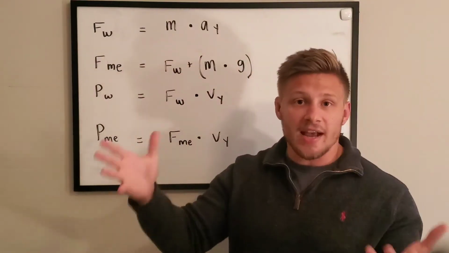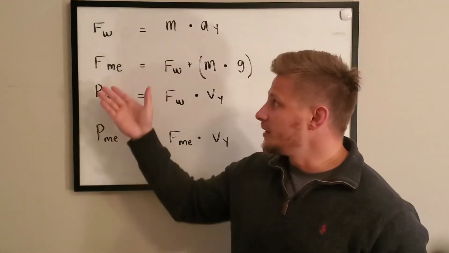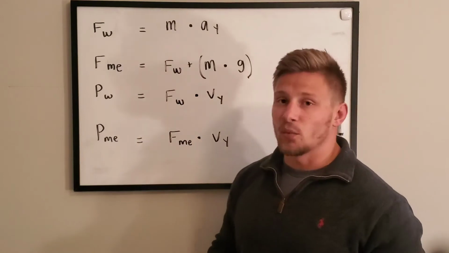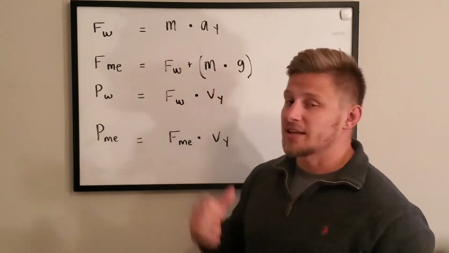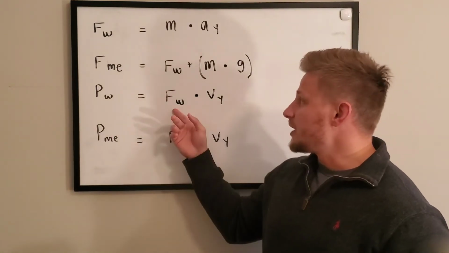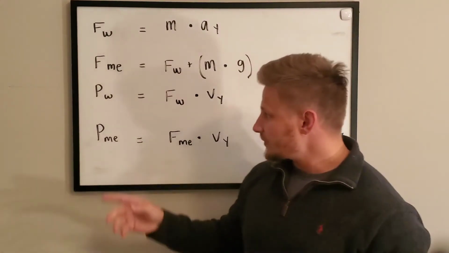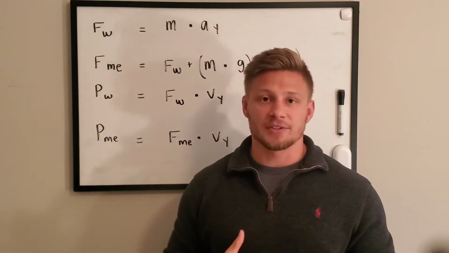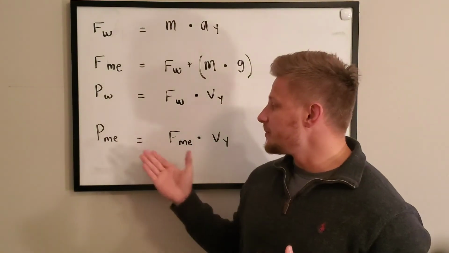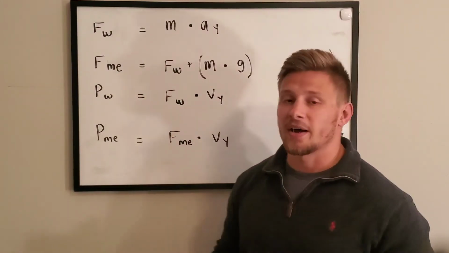To get the force acting on the weight, it's mass times acceleration like we've talked about before. Then we want to see the force of me, and we'll take that force of the weight and add it to the mass times the gravitational constant. Now, to get the power acting on the weight, we'll take the force acting on the weight and multiply it by the velocity. And finally, the whole experiment is trying to see the power that I feel. So the power of me will be the force of me multiplied by the velocity.